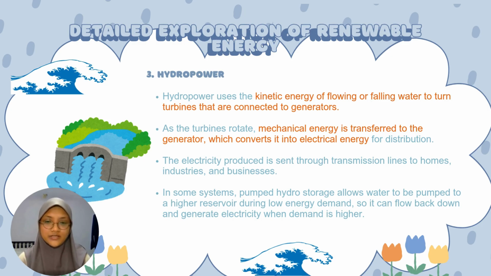Hydropower uses the kinetic energy of flowing or falling water to turn turbines that are connected to generators. As the turbines rotate, mechanical energy is transferred to the generator, which converts it into electrical energy. The electricity produced is sent through transmission lines to homes, industries, and businesses. In some systems, pump hydro storage allows water to be pumped into a higher reservoir during low energy demand, so it can flow back down and generate electricity when demand is higher.